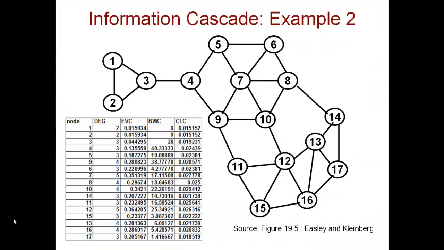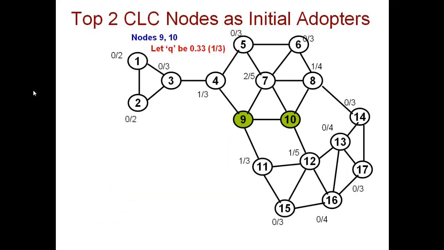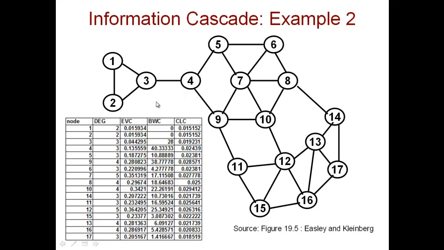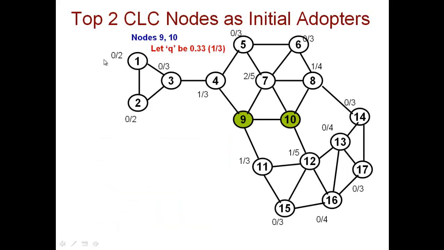Okay, so let us now go through this example of working out the information cascade starting with a set of initial adopters. So given this network, these are the centrality values of the vertices. Right now you know how to get the centrality metric values using the jar file I gave you in module 2. Okay, so now I'm going to pick two nodes that have the largest closeness centrality. Those are nodes 9 and 10, and let our Q be 0.33, which is one third.